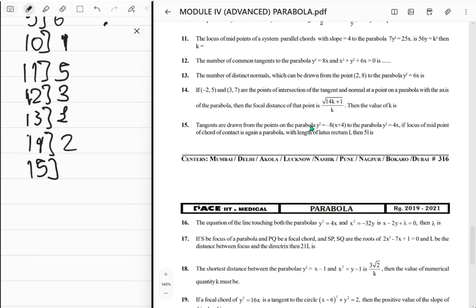Tangents are drawn from the point of the parabola, this thing, to the parabola, this thing. Okay, if the locus of midpoints of chord of contact is again a parabola. Locus of midpoints of chord of contact. So from this parabola to that parabola, okay. Boom, and then this is supposed to be again a parabola, with length of latus rectum L. Okay, fine.